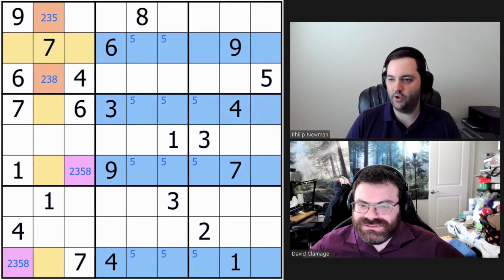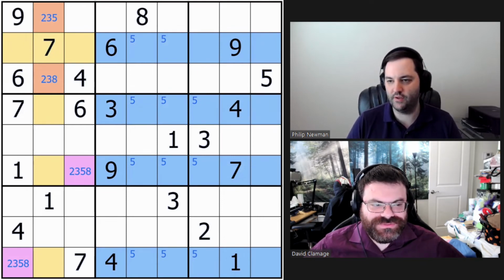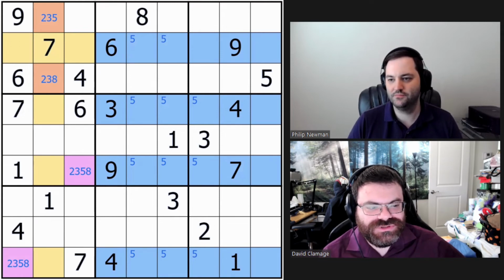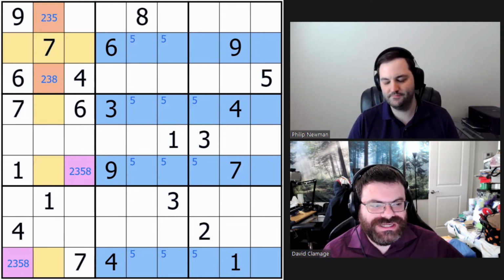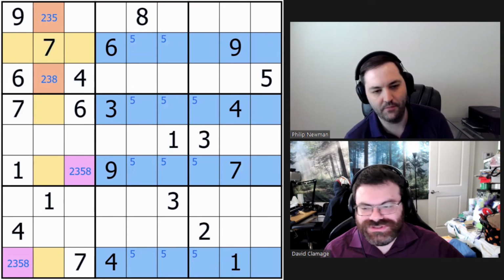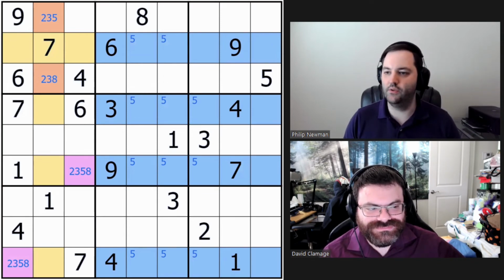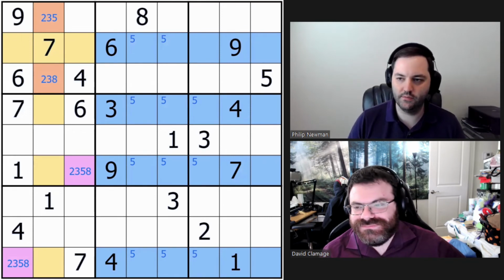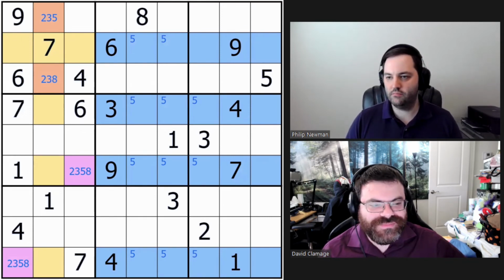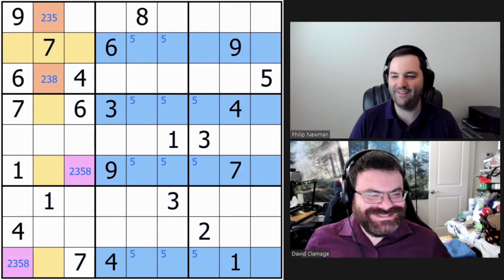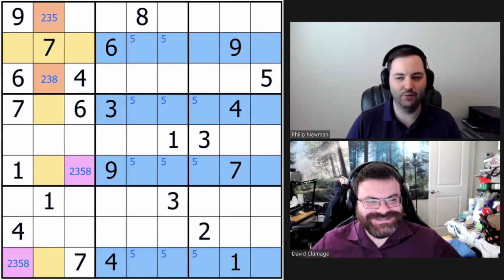So that's called a JE2. So Junior Exocet 2. Junior Exocet uses swordfishes. Junior Exocet 2 uses jellyfishes. It can use swordfish on some of the digits, but it uses jellyfish on at least one of the digits. Are there any squirmbags? I haven't seen one. It wouldn't surprise me.